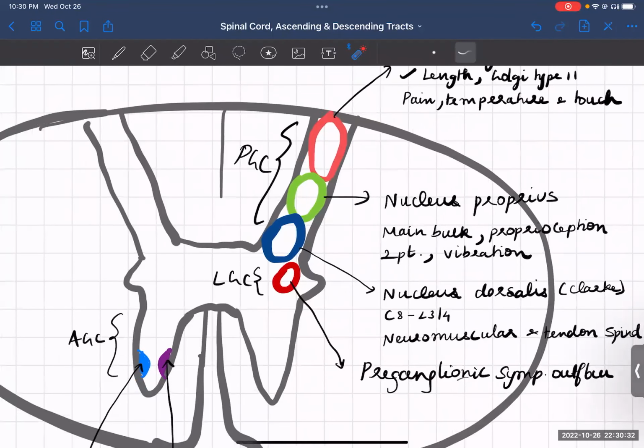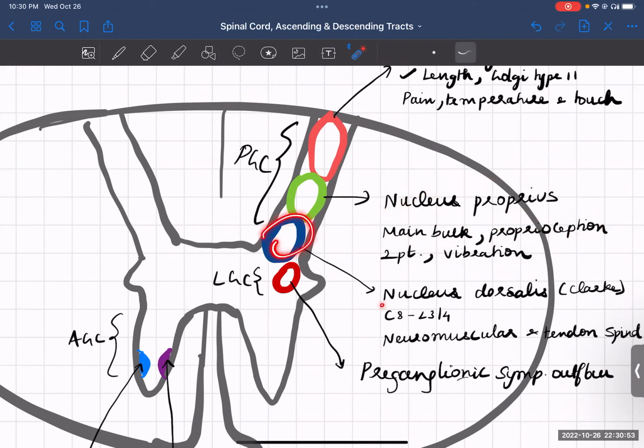Now, what about nucleus proprius? It is the main bulk of neurons in the posterior gray column. That means nucleus proprius occupies most of the space in the posterior gray column. And what does it do? It helps us in proprioception, two-point discrimination, and vibration sense. So that was about nucleus proprius.